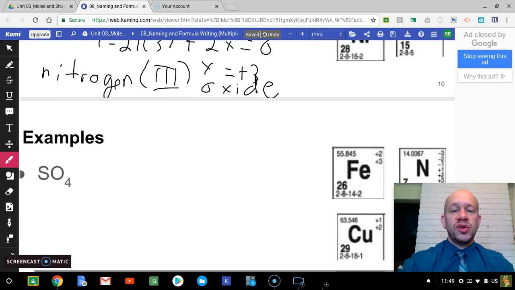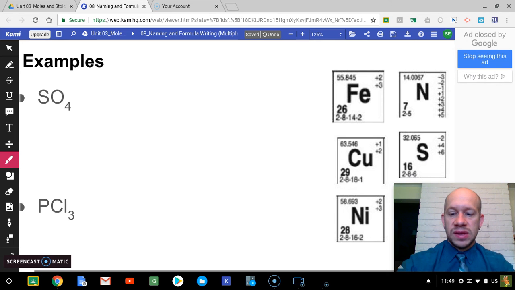Let's try 2 more. Actually, you try these 2 examples on your own. I'll give the answers in class tomorrow.